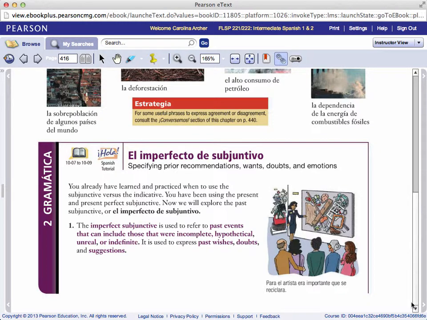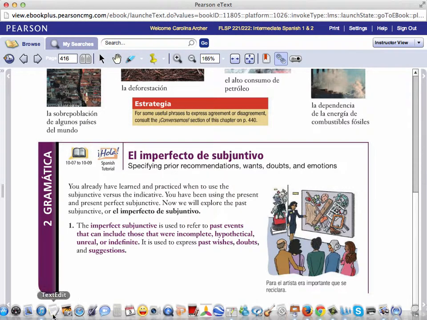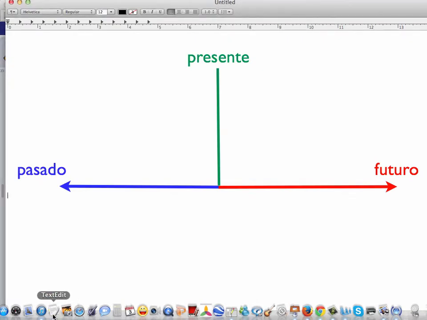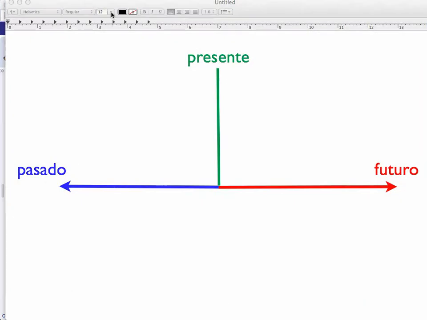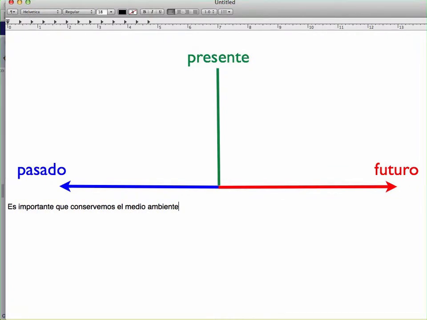Okay, I'm going to go here to see if we can make sense out of this. When we learn the present subjunctive, for example, we would say it's important that, let's see, make this a little bigger. We could say es importante que conservemos el medio ambiente. Es importante que conservemos el medio ambiente. So that's a subjunctive that you know.